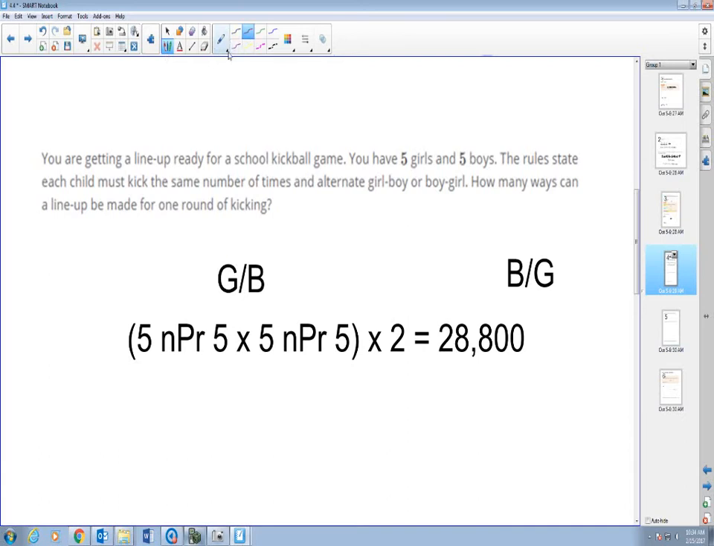Let me just highlight this real quick. This is how many ways the 5 girls can kick, followed by how many ways the 5 boys can kick. This one is girl first, boy next. But I also have another way, which is boy first, then girl next. So I have 2 different ways. That's why I times by 2. Kind of weird.